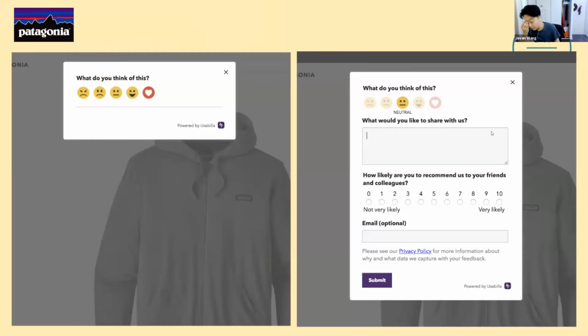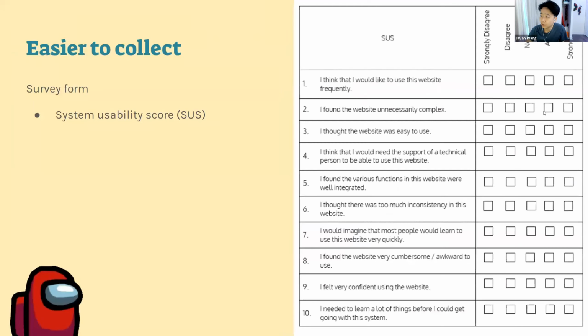An example of this is Patagonia. They actually have this form just on their website for collecting user feedback. So here it says, like, what do you think of this, right? You can share exactly what you want to, you can share your feedback directly, or you can input your email. A lot of people in the industry use this specific type of form to collect feedback.